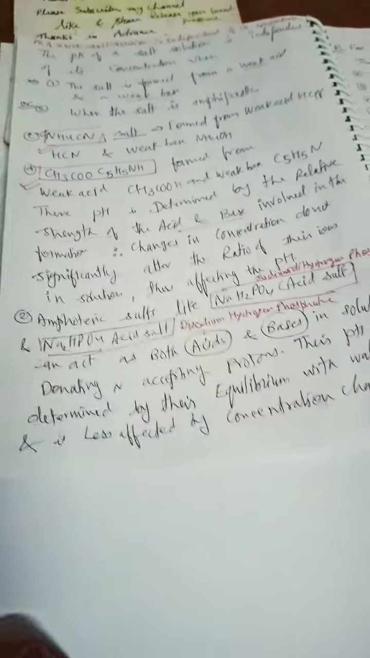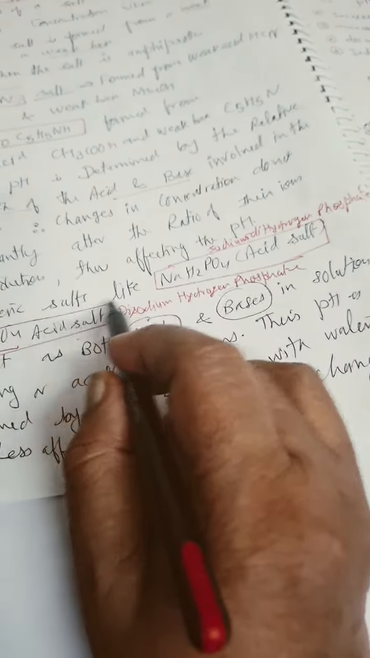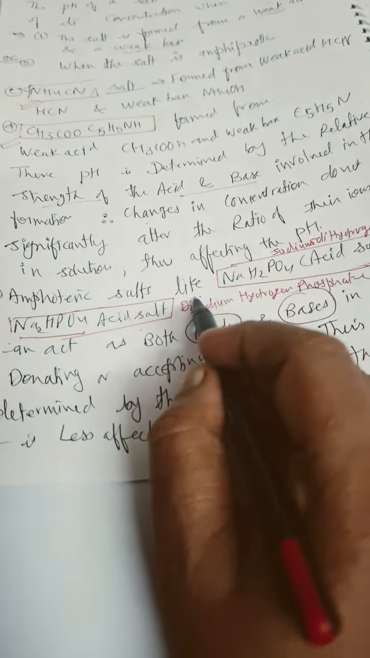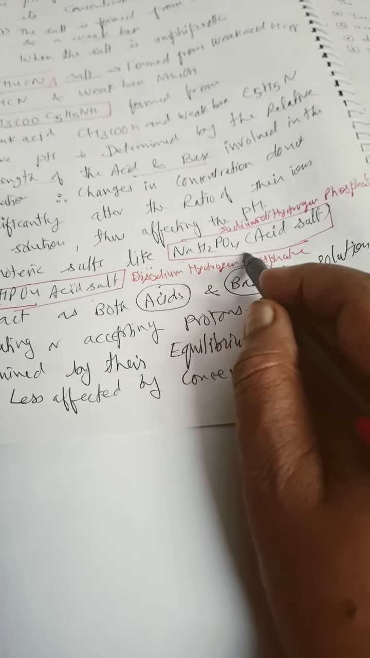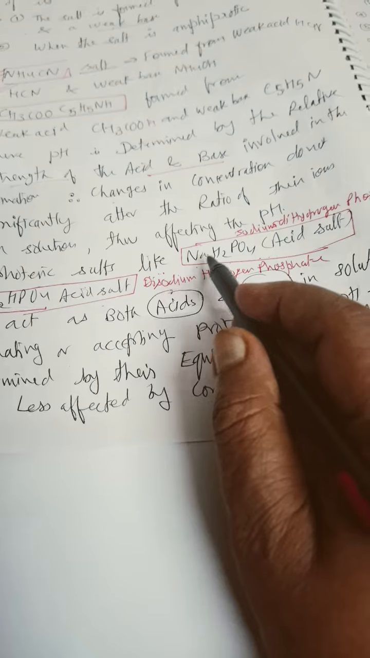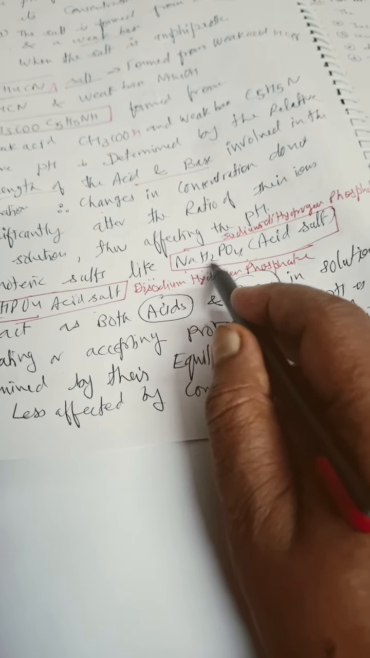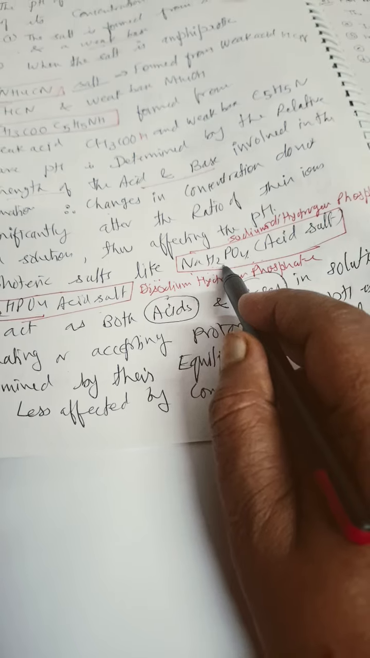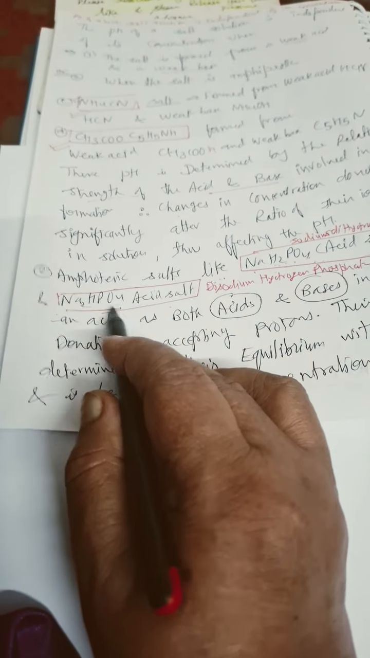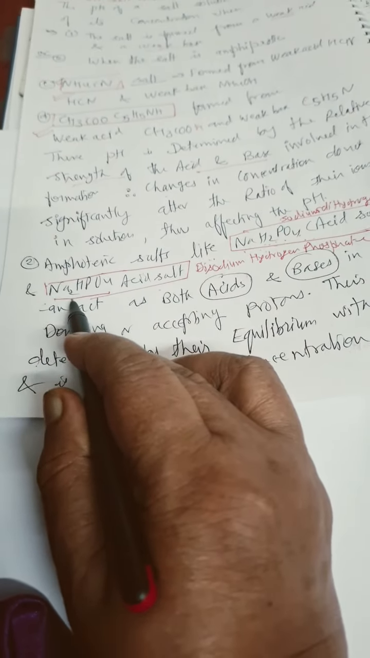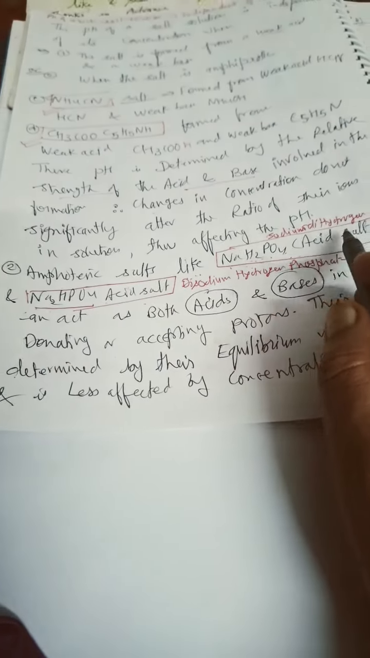So two are correct. Now amphiprotic salts: amphiprotic means they can accept a proton or they can donate a proton. For example, NaH2PO4. What is NaH2PO4? Sodium dihydrogen phosphate. Here H2 is replaceable, so it is an acid salt, so it can accept a proton or it can donate a proton. Now Na2HPO4, this is disodium hydrogen phosphate. This is also an acid salt.